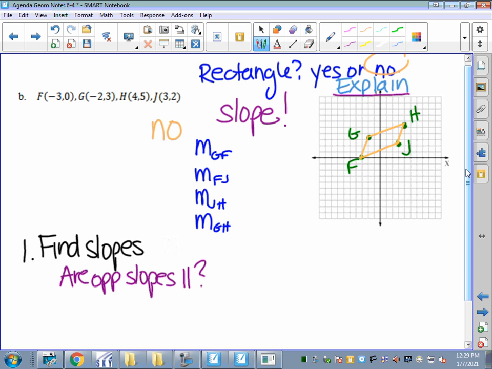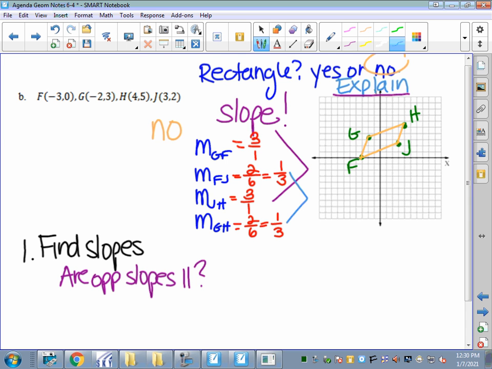So GF, rise over run. To go from F to G, I go up 1, 2, 3, and over 1. So 3 over 1. F to J, I go up 1, 2, and over 1, 2, 3, 4, 5, 6. So up 2 over 6, so that's 1/3, right? For JH, so J to H, I go up 1, 2, 3, and right 1. And GH, I go up 1, 2, and over 1, 2, 3, 4, 5, 6. It looks like it's another 2 over 6. So I definitely have opposite slopes are parallel. But is it a rectangle?